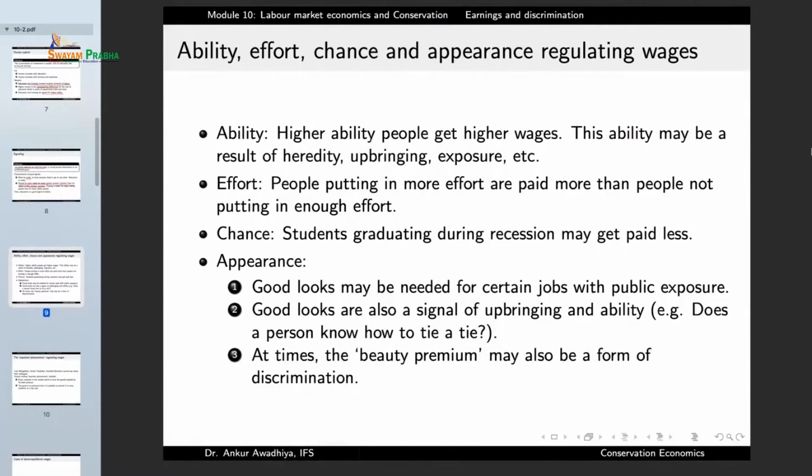Now, this person with the higher ability will at the end of the day earn more than a person with a lower ability. This is because the person with the higher ability is able to put up a greater marginal product. So, people with higher ability get higher wages. And it is not necessary that this ability stems just from the person, but it may be a result of heredity, upbringing, exposure, and so on.